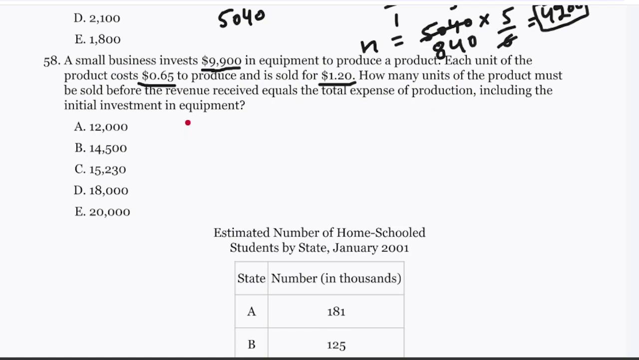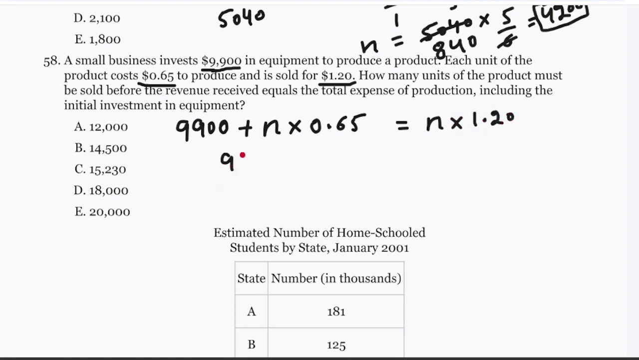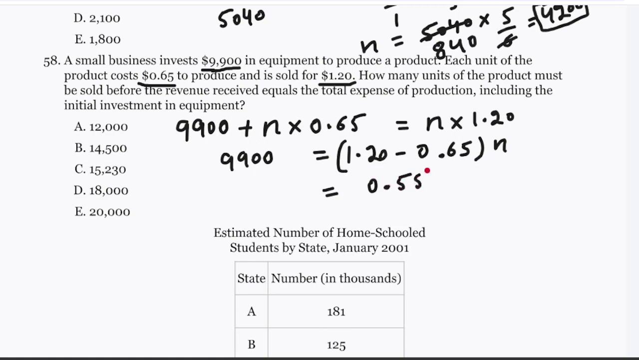So I have invested $9,900 plus n units, and the cost of n units is 0.65. That is equal to the selling price of n units, that is n into 1.20. Now that means 9900 is equal to 1.20 minus 0.65, n is common, this is 0.55 n, that is equal to 9900.